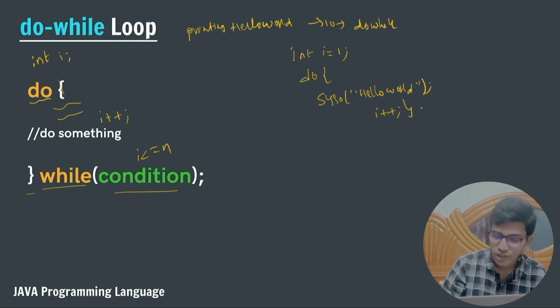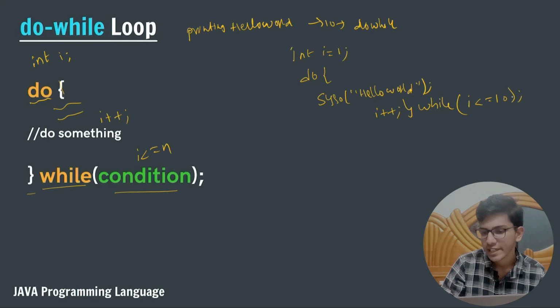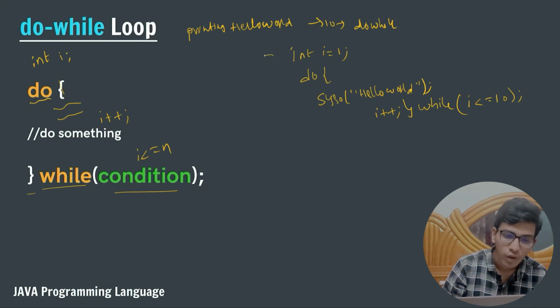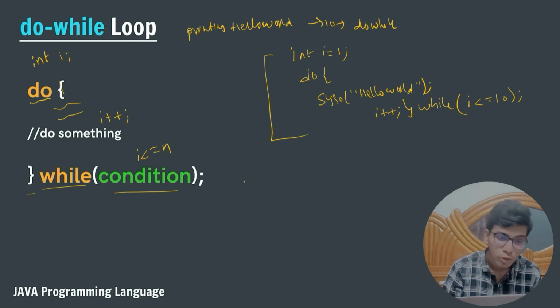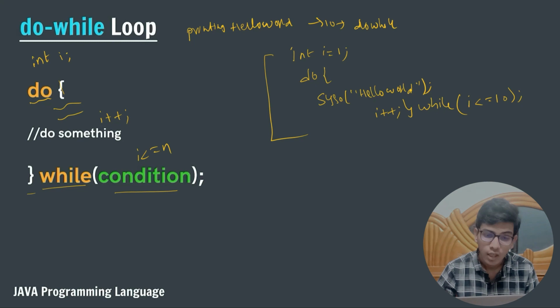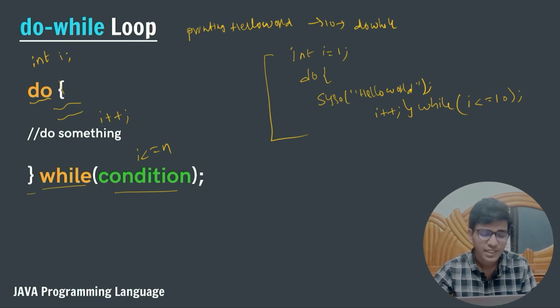After that, close the curly braces and write the while keyword: while I is less than or equals to 10. So this is the pseudo code for our do while loop. We have already done the dry run for this particular question, so again, let us do a little bit of dry run using the syntax of do while loop.